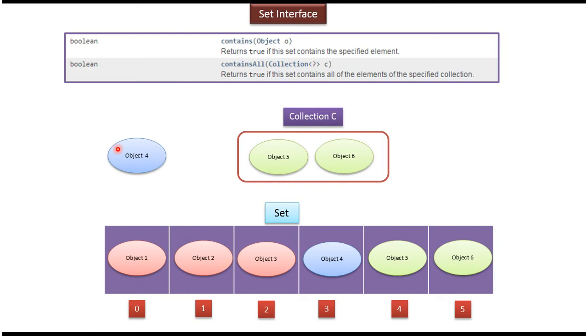To check whether a particular object exists in the set or not, we can use the contains method which accepts an object. If a particular object exists in the set, then it will return true, else it will return false. To check whether a group of objects exists in the set or not, we can use the containsAll method which accepts a collection. If the group of objects exists in the set, then this containsAll method will return true, else it will return false.